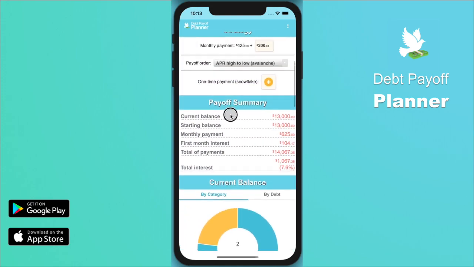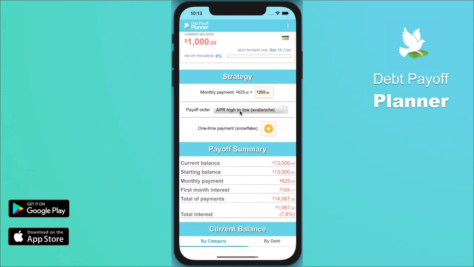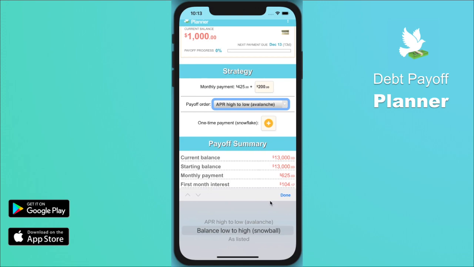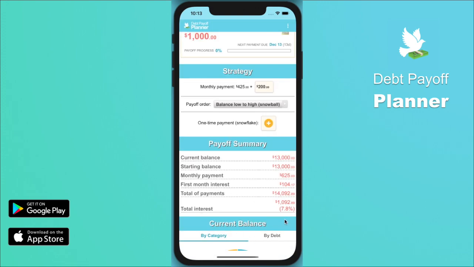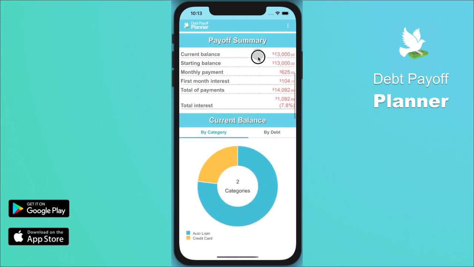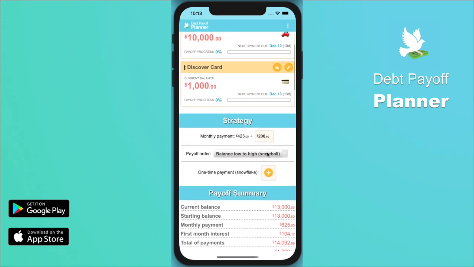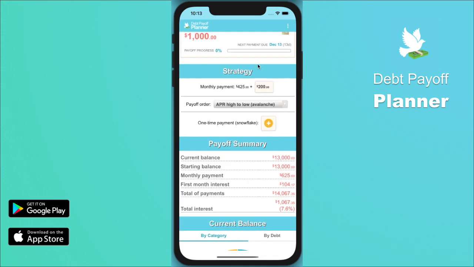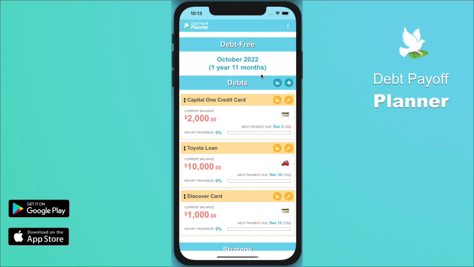And how do we see that? Well, actually, in the payoff summary, it's going to tell us that explicitly. So in the avalanche method, for all of the loans, if we look at the total interest amount, it's $1,067.35. If we change this to the debt snowball method, just to experiment, it's $1,092. So, not really that much of a difference between those two strategies. But the payoff date is the same on both. So the snowball is October of 2022. And the avalanche method, let's scroll to the top, is also still October of 2022.